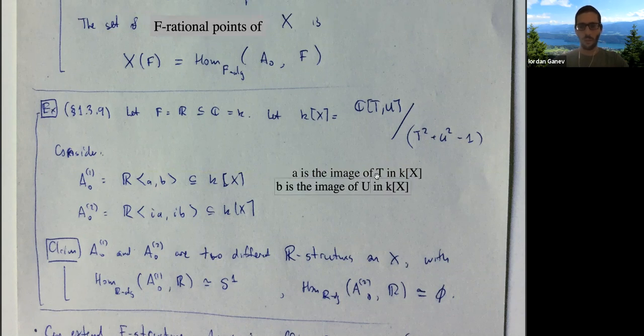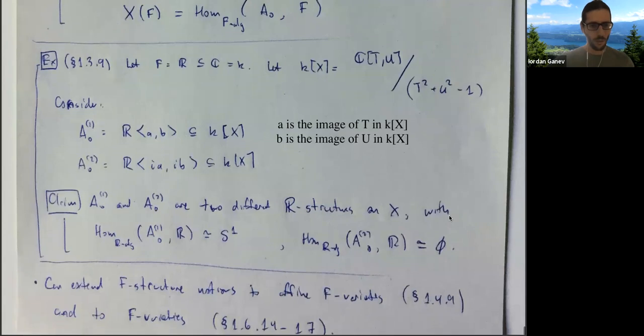So we can extend these notions of F structures to affine F varieties and to general F varieties. Okay, so I think that's all the algebraic geometry we need for now. We can move on to linear algebra.